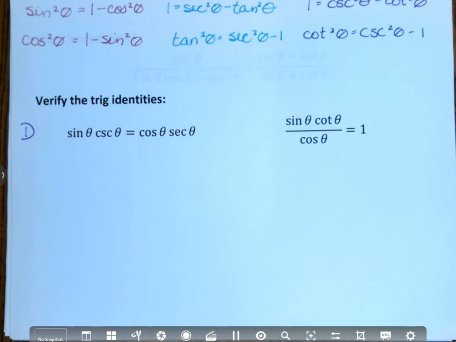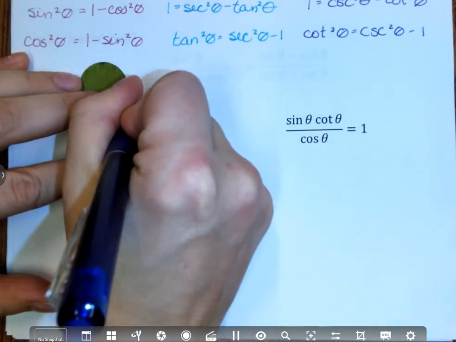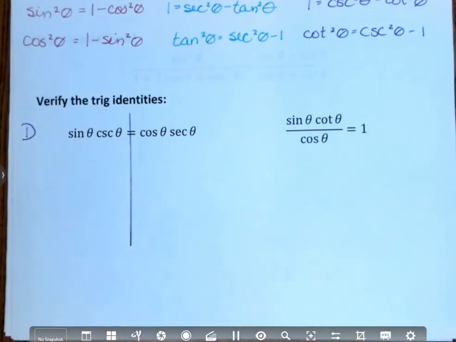So what you need to understand first, in this class, you are not allowed to cross that equal sign. That equal sign is like a brick wall. You cannot cross over it.